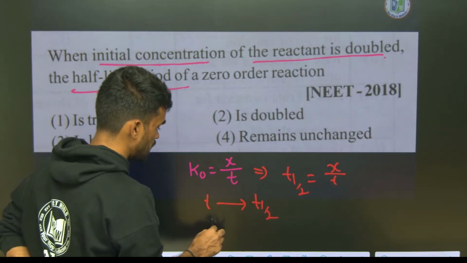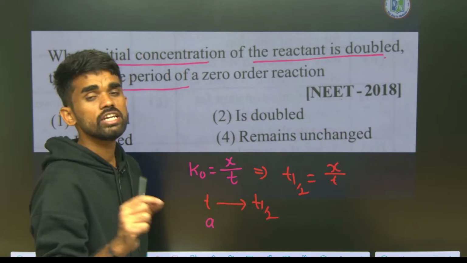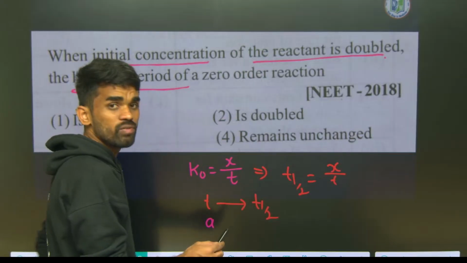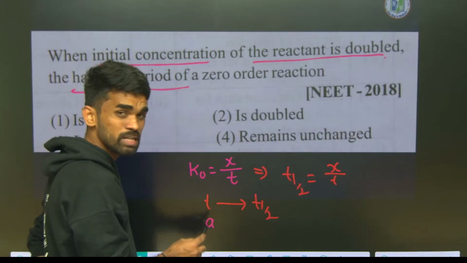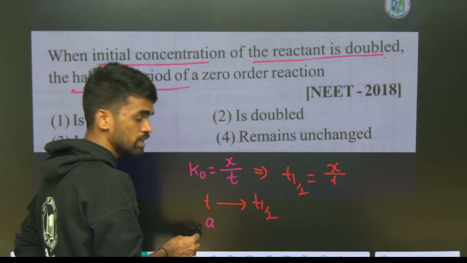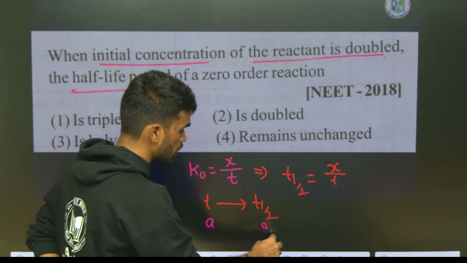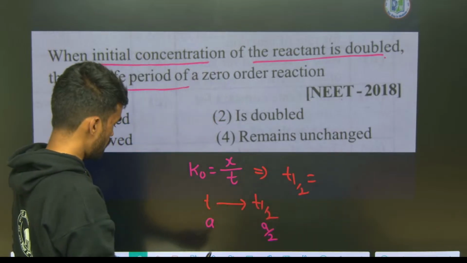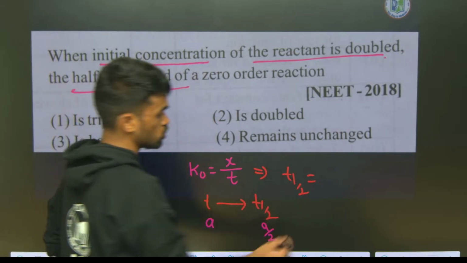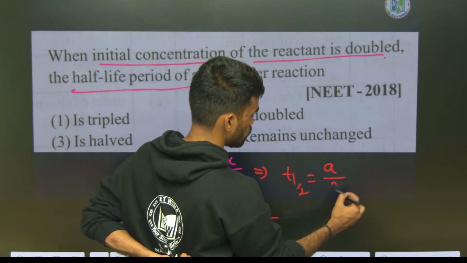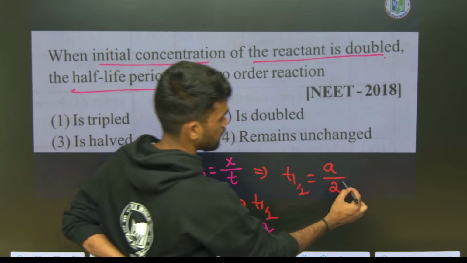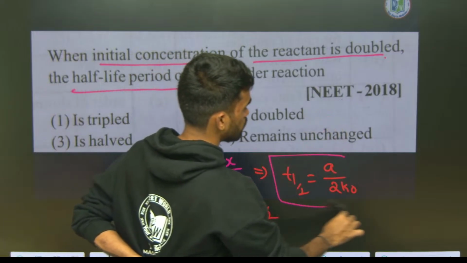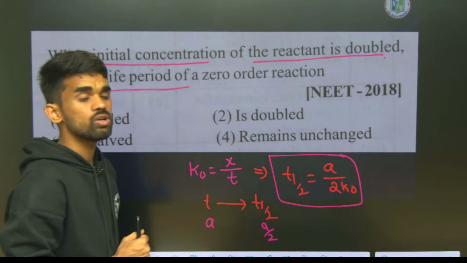Let us say A is the initial concentration of reactant. T half means the time required to complete half of the reaction. It means the concentration of that reactant should become half, that is A by 2. So whenever I want to write T half, I remove this x and write A by 2, divided by K naught. So this is the half-life of the zero order reaction.